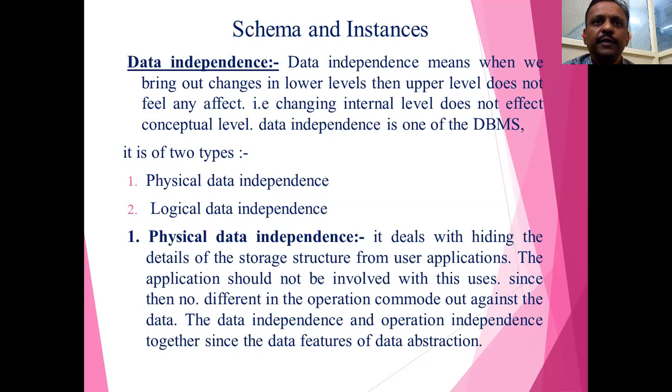Now let's discuss what is physical data independence. Physical means you know that in schemas and instances you have the physical schema. Means structure of a schema. It deals with hiding the details of the storage structure from user applications. How you are going to store the data. The application should not be involved with these issues. Since then, no difference in the operation comes out against the data. The data independence and operation independence together give the data features of data abstraction.